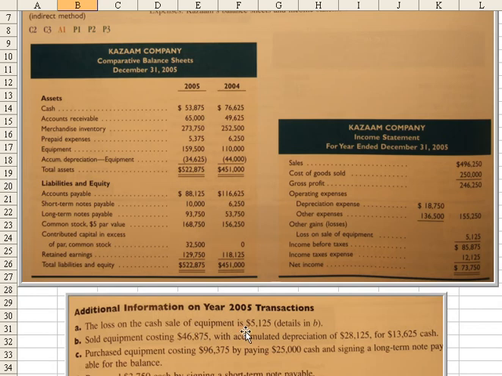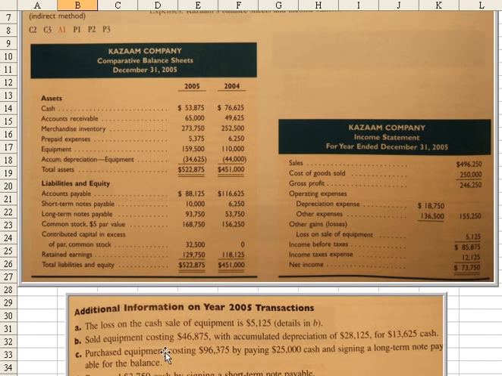But there's the loss from the problem before, the line we've just computed, the $5,125 loss on the sale of equipment. Okay, in Part B, they tell us that we sold the equipment for $46,875 with accumulated depreciation of $28,125, and we got $13,625 cash for it. In Part C, they also tell us that we purchased equipment for $96,375 by paying $25,000 cash and signing a long-term note payable for the balance.